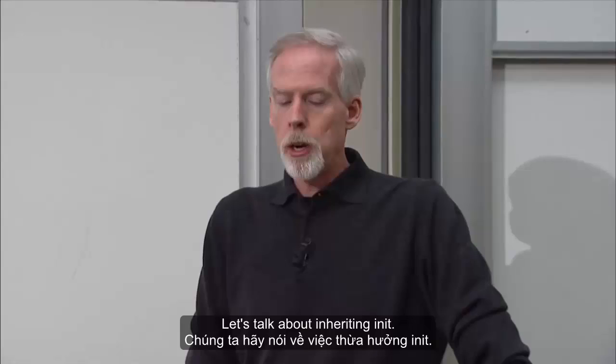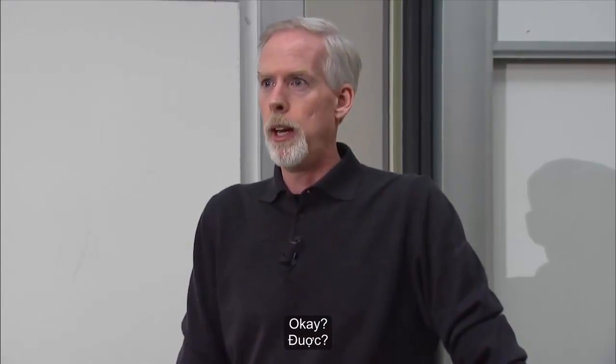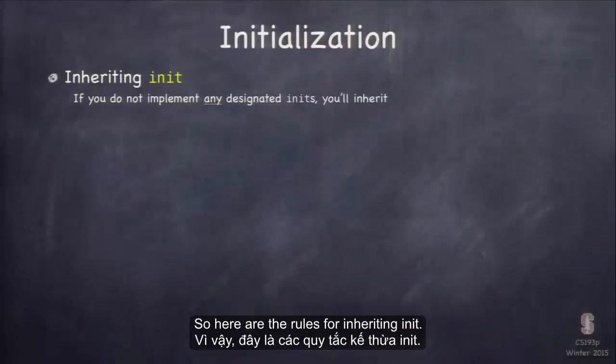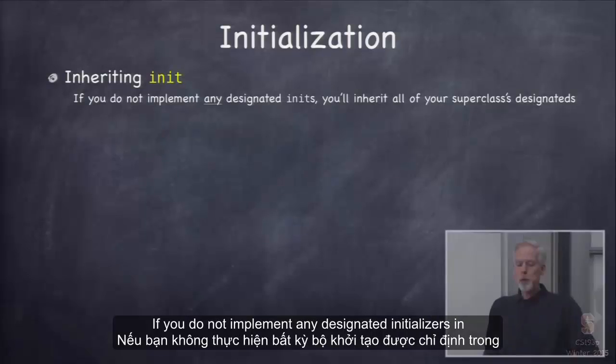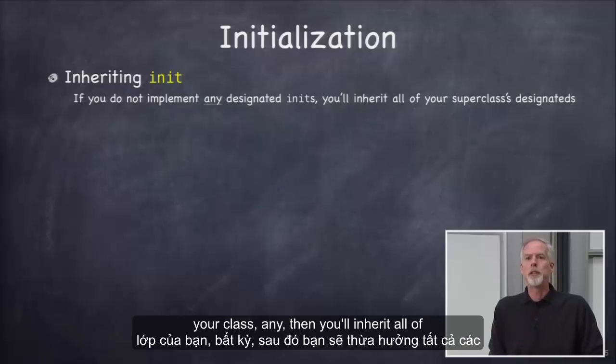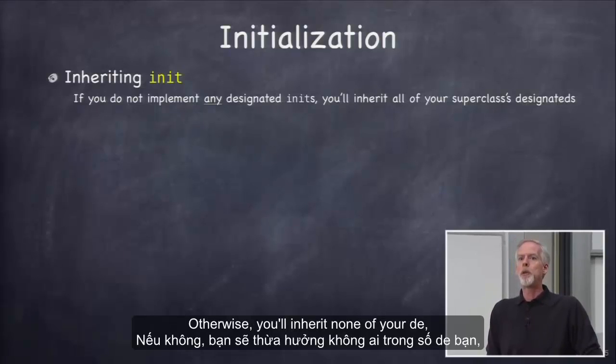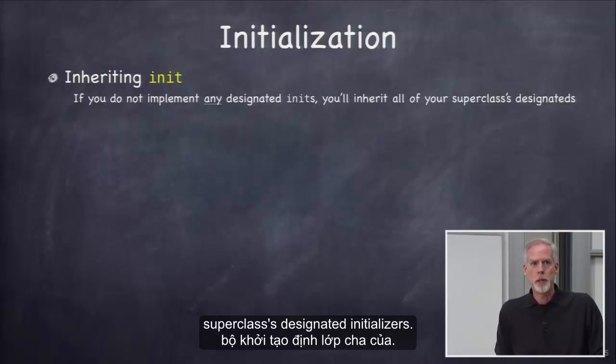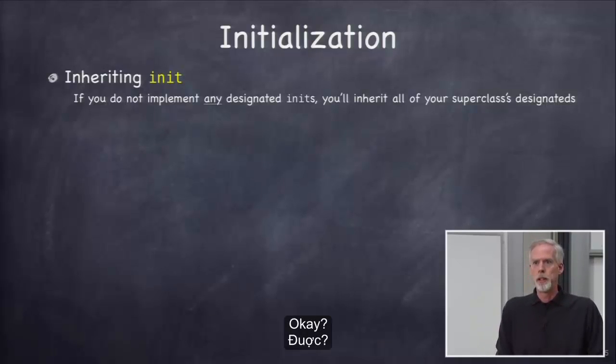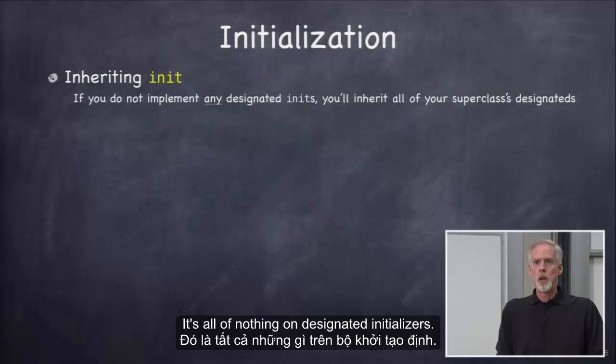Okay, let's talk about inheriting init, because this is complicated as well. So here are the rules for inheriting init. If you do not implement any designated initializers in your class, then you will inherit all of your superclass's designated initializers. Otherwise, you will inherit none of your superclass's designated initializers. It's all or nothing on designated initializers.